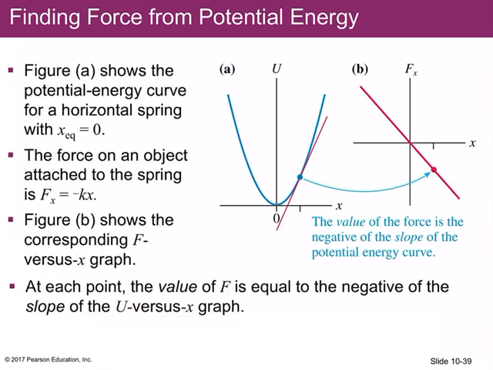All right, and we've got another graphical situation. This is showing you figure A, the potential energy curve for, this is a spring, remember, and then the force on an object attached to the spring, you can find by doing the negative of the slope. Okay, so this right here, the negative of that slope of the potential energy curve. All right, so figure B is just showing you what the force versus X graphical situation of this slope would be.